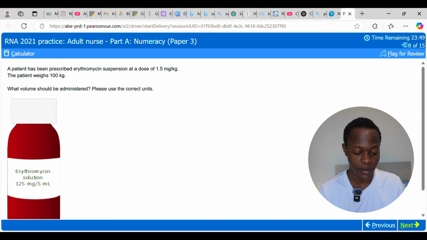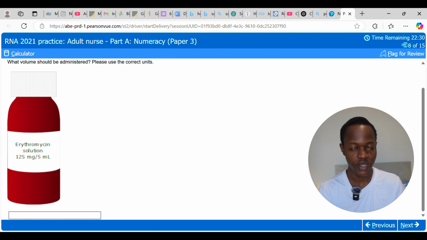Our next question says, a patient has been prescribed erythromycin suspension at a dose of 1.5 mg per kilogram. The patient weighs 100 kilograms. So what you have to do is to multiply 1.5 times 100, and the answer is 150. So how many ml should you give? Since 125 mg equals 5 ml, that means 1 ml equals 25 mg, and we are supposed to give 150 mg. So that means we are giving 6 ml. If you don't understand how I came around this, you can just go ahead and do cross multiplication as well.